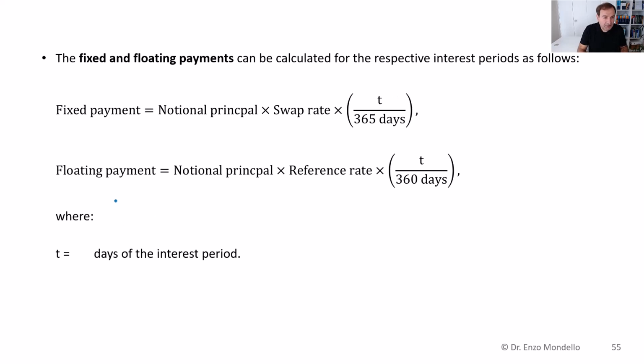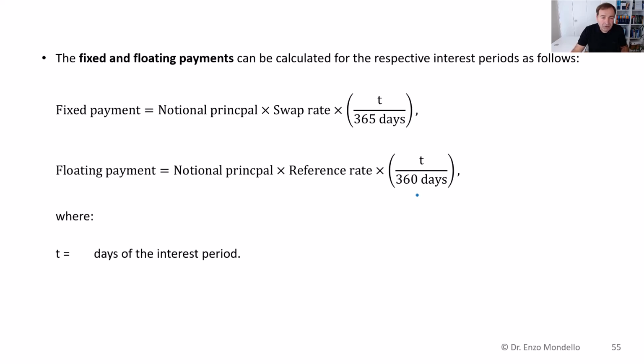The floating interest payment, on the other hand, is calculated taking the notional principal times the floating rate. The floating rate is a reference rate in the money market, and we use now the day count convention of the reference rate, which is for the EURIBOR and the Swiss average rate overnight for the Swiss franc, actual 360. So we take the actual days in the interest period divided by 360 days.